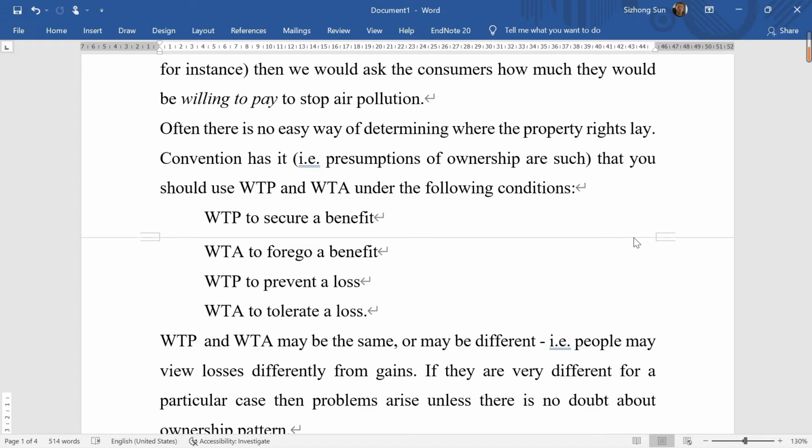If it is to give up a benefit, so it's a kind of cost, we ask how much are you willing to accept. If it is to prevent a loss, so it's a kind of benefit here, how much are you willing to pay for preventing a loss? If it is to tolerate a loss, that's a cost. Then how much are you willing to accept for it?